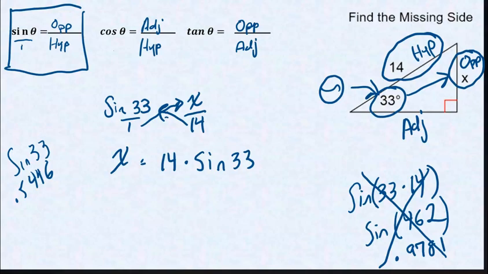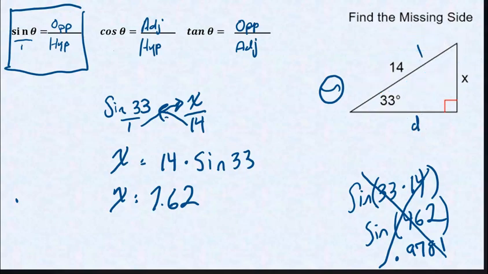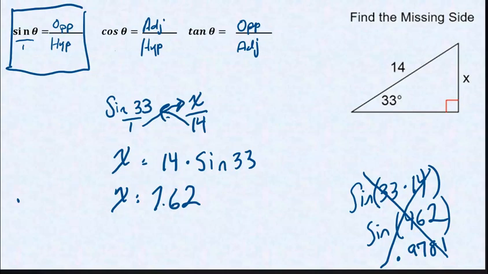So just to avoid that error, I always, when I multiply, keep the 14 or whatever number I'm multiplying by in the front, because it's another very simple error to make. So when I type 14 times sine 33, I get 7.624 or 7.62. Again, let me just say one more time, just so we understand what we're doing.